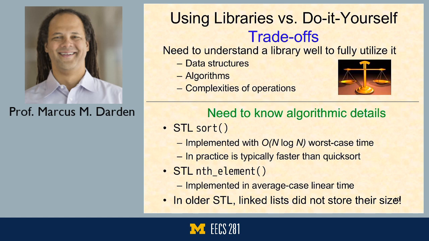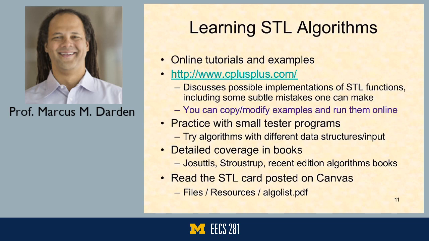This one is implemented in average case linear time. We can get faster than that if we've got sorted data, but that's something that's not guaranteed. So nth element is going to work in that average case linear time. These are just examples. They aren't very important things, but they're relative examples here. In the older STL, linked lists didn't store their size, which is kind of strange. It's a small amount of memory and a lot of time savings, but now that memory is being used and the speed has been turned up a little bit. We can get that in constant time.